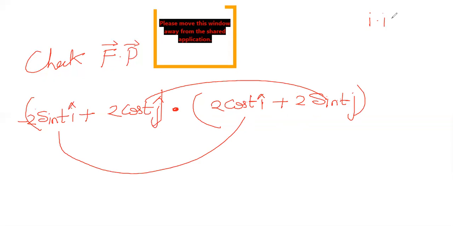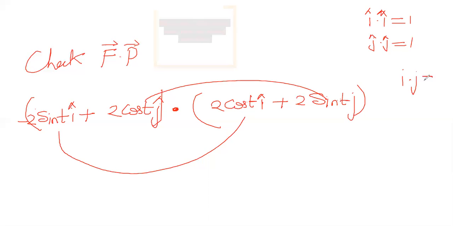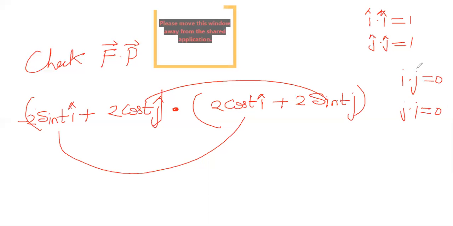i dot i is 1. j dot j, that is j cap dot j cap, we call it like that. i cap dot i cap and j cap dot j cap is 1. But otherwise it is not there. i dot with j is 0 and j dot with i is 0. That is the reason: A plus B into C plus D would give four terms, but only AC and BD will exist.